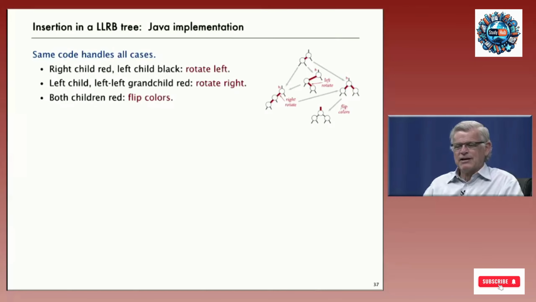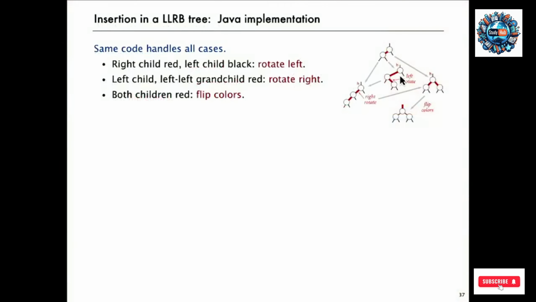And the key to understanding this code is to realize that the same code handles all of the cases. And the way that it works is we're always reducing one case to another. We get this most complicated case. We did a left rotate on the bottom node, and that transformed it to this case where they're both leaning left. And then we did a right rotate on the top node, and that transformed to the case where our temporary 4-node is balanced, and then we flip colors on that.